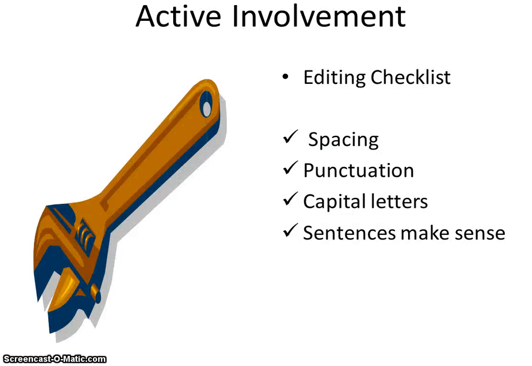What I would like for you to do right now is turn and talk to a neighbor. And I would like for you to use an editing checklist, and we're going to check for proper spacing, punctuation, capital letters, and we're also going to check to make sure that our sentences really do make sense and that we don't have any fragments. I would like for you to go with your partner and find some sentences that need correcting. Please go with your partner right now and let's find out what we need to fix.